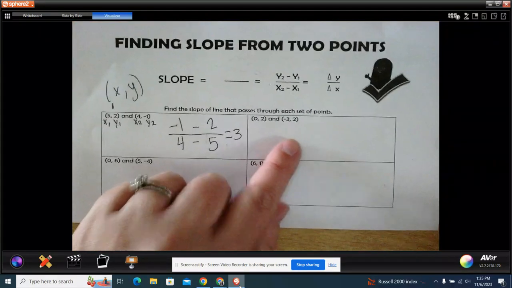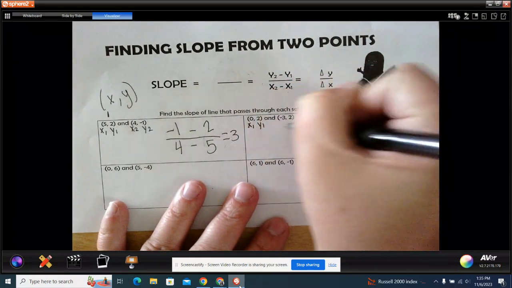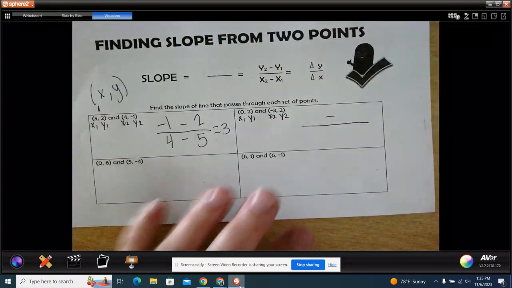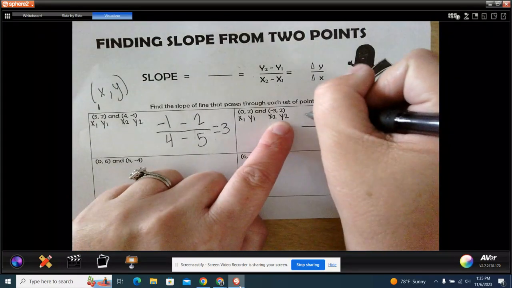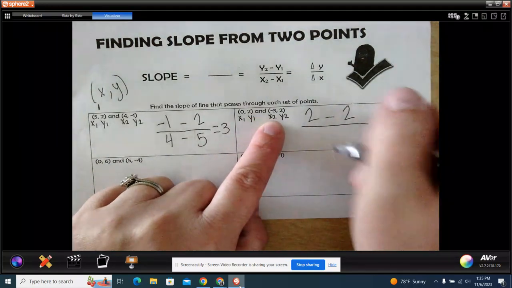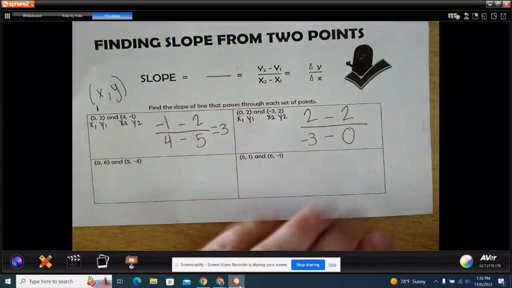All right, so let's look at another one. Here is my x1, y1, x2, y2. We're going to take our y values first. So y2 is 2, minus our y1, which is 2, over x2, which is negative 3, minus our x1, which is 0.